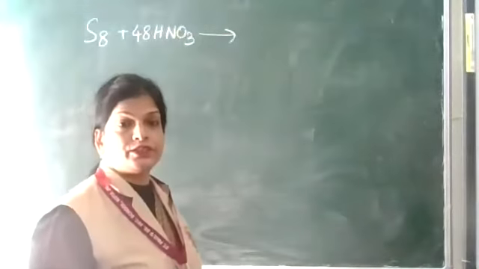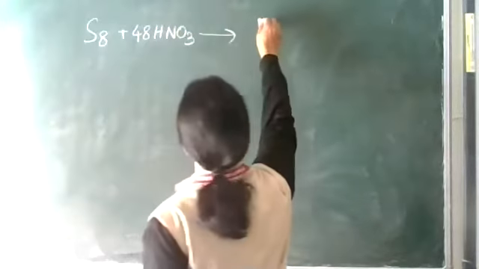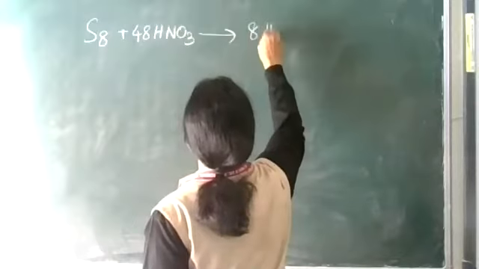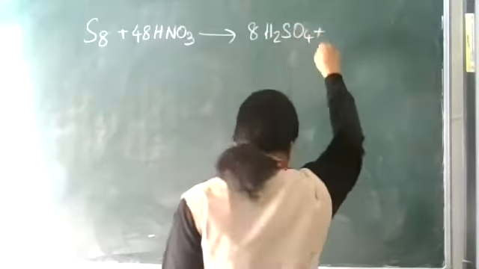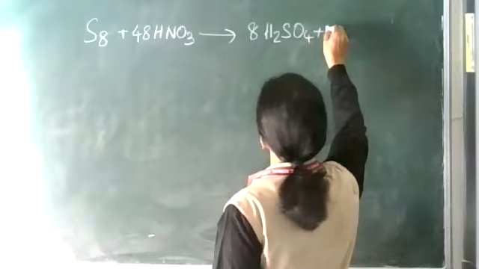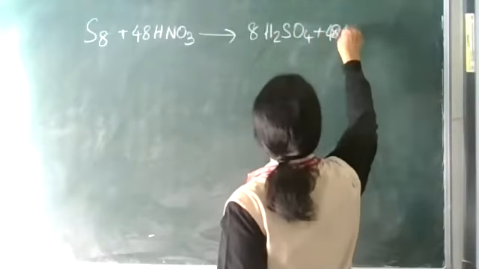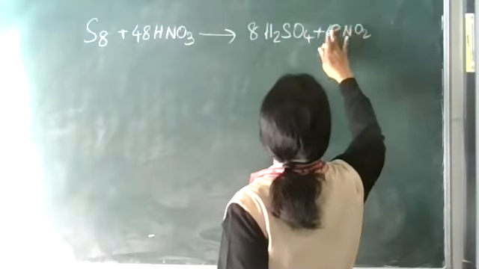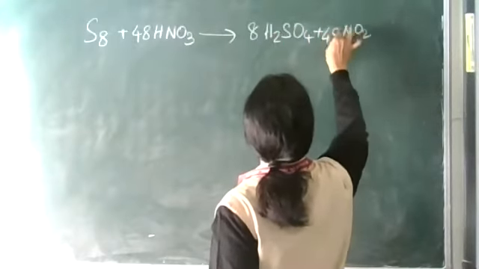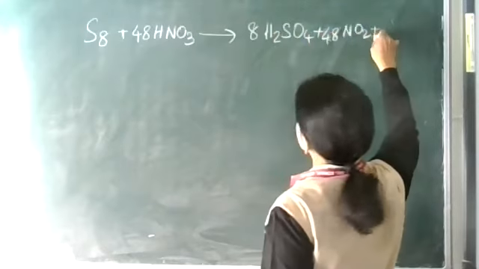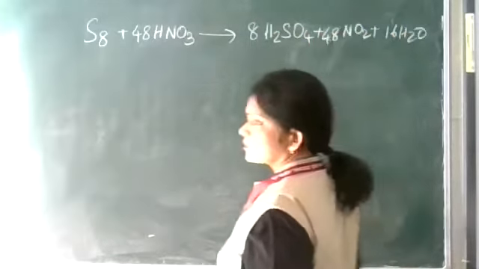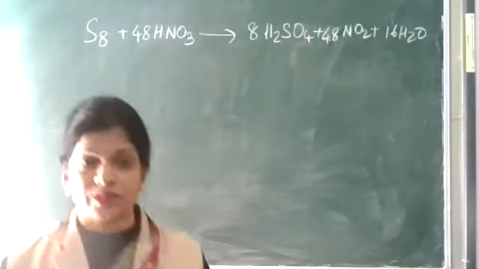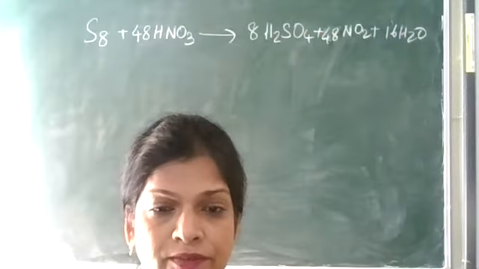Sulfur is oxidized to sulfuric acid. Phosphorus is oxidized to phosphoric acid.